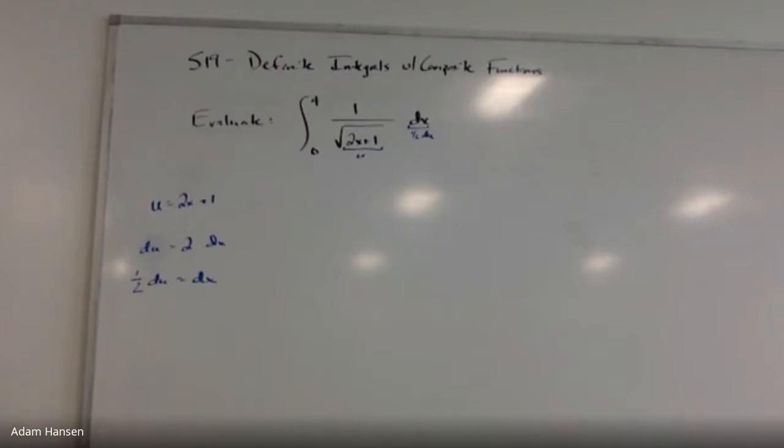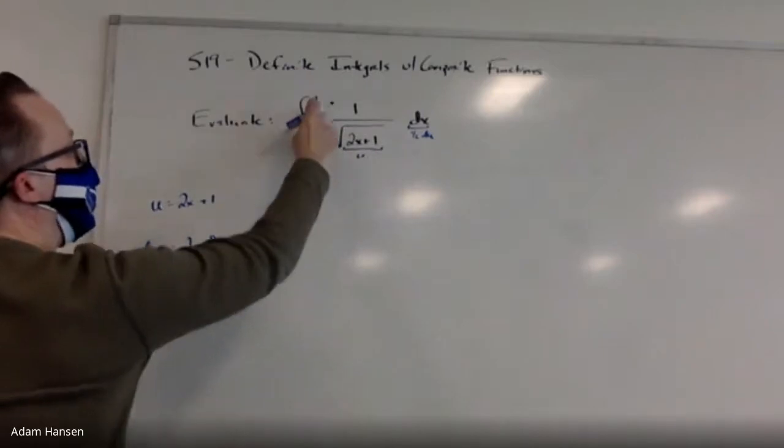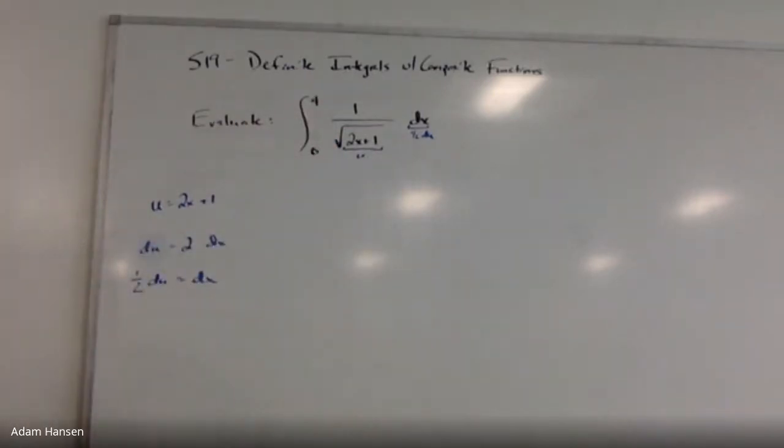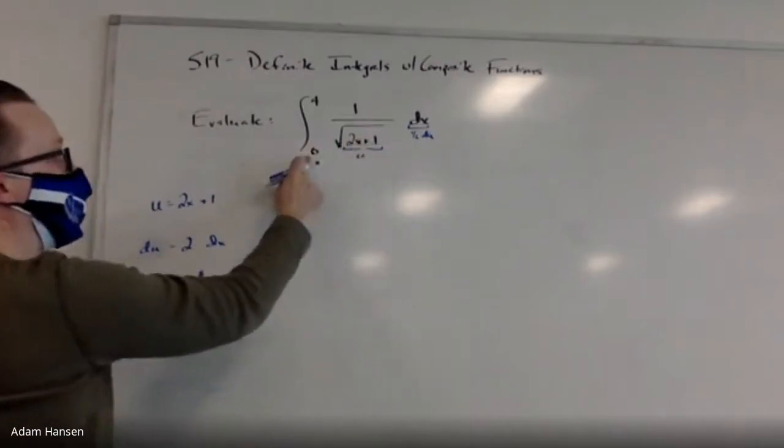We've gotten our entire expression written in terms of u. What do you think I have to do to these two bounds? Are they in terms of u? I haven't done anything to them yet. No. I want my entire expression in terms of u. These bounds are associated with x. They're not associated with u.